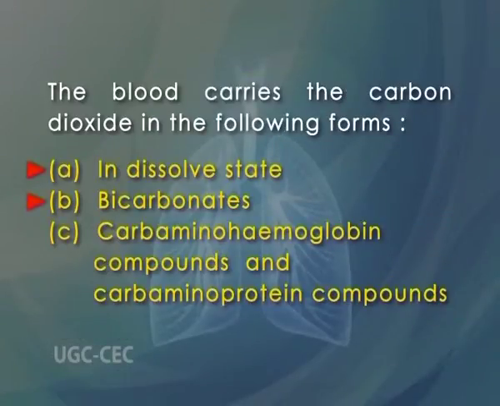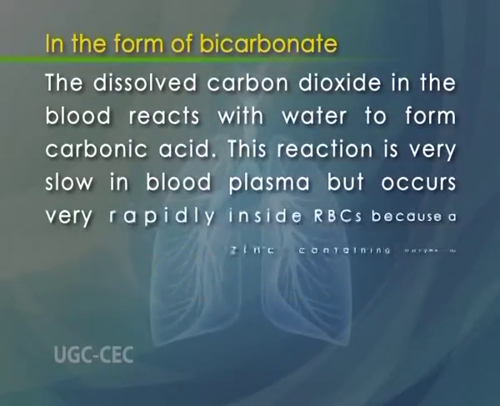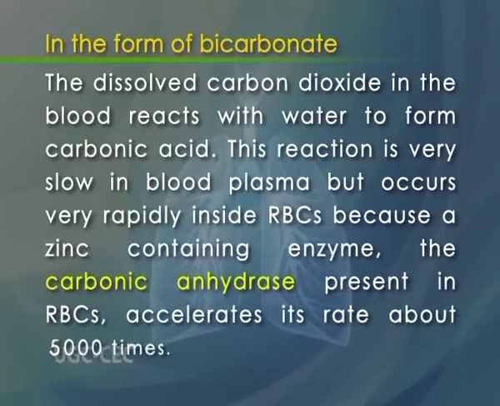B. In the form of bicarbonate. The dissolved carbon dioxide in the blood reacts with water to form carbonic acid. This reaction is very slow in blood plasma but occurs very rapidly inside RBCs because a zinc-containing enzyme, the carbonic anhydrase present in RBCs, accelerates its rate about 5,000 times.